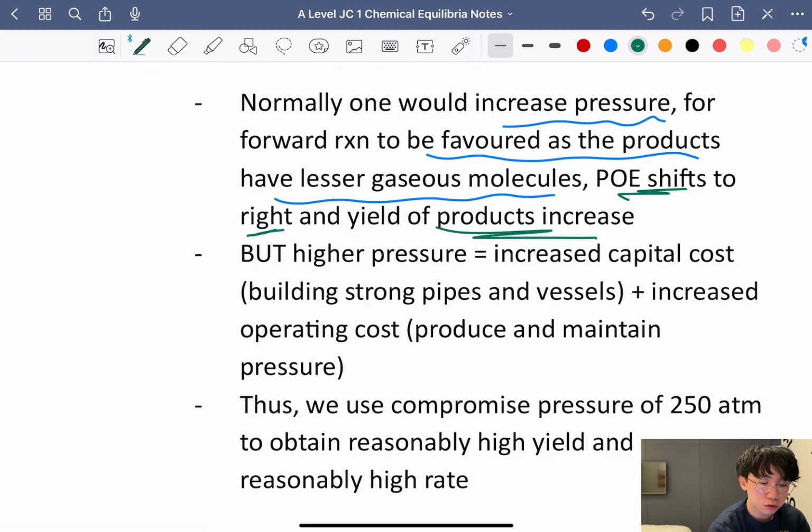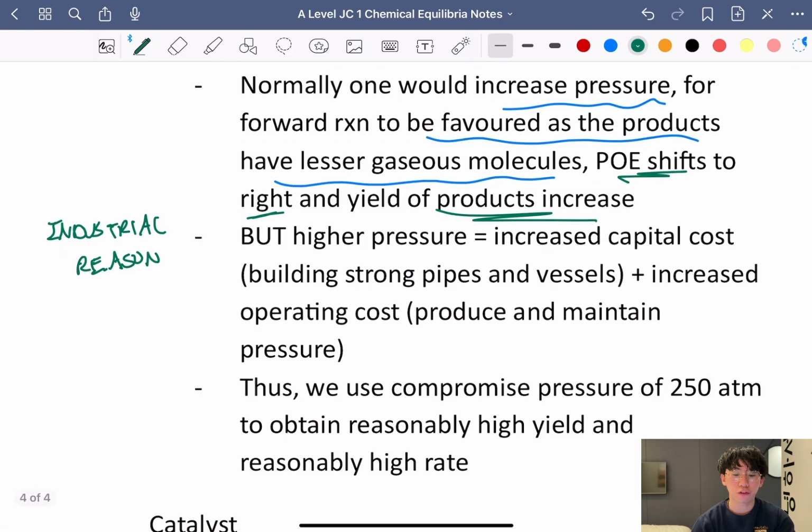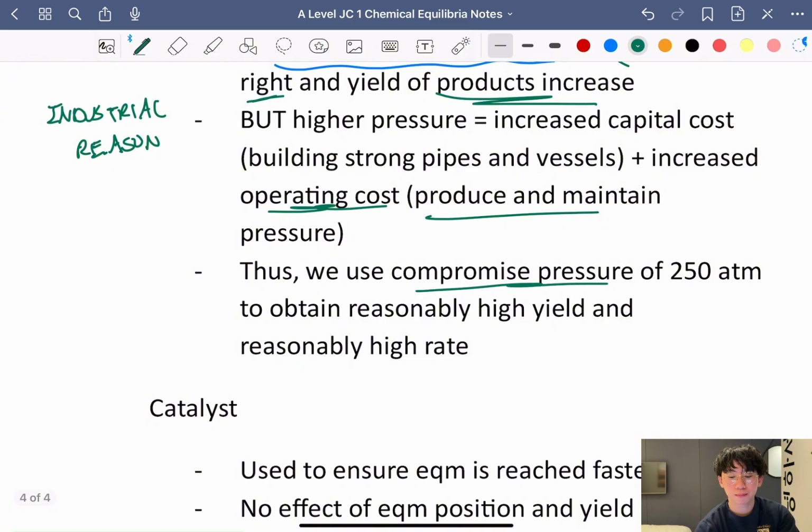But for the industrial reason, again, increasing the pressure too much leads to very high capital costs. The building of the metals and pipes and the various machines that you require to increase a pressure is just way too high of a cost. And therefore, you will use a compromise pressure. So 250 atm is used.